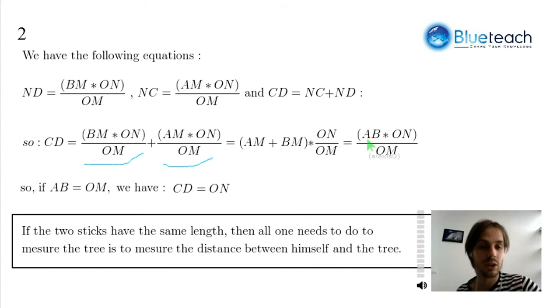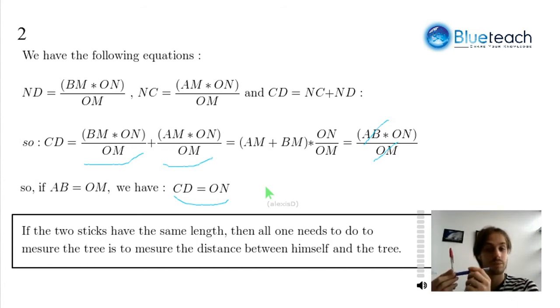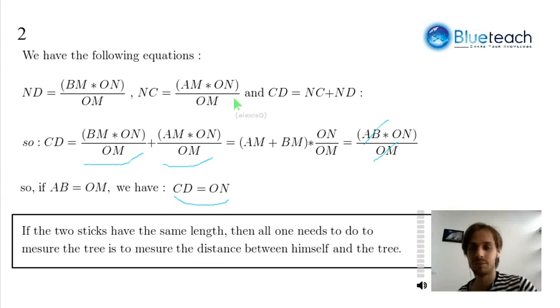Our two sticks are AB and OM. If they're of the same length, then you can simplify this and have CD equal to ON that we have here. So basically, if the two sticks are of the same length, all one needs to know to measure the height of the tree is how far away we have to walk back in order to have the tree with the correct alignments with the sticks. So thanks for watching.